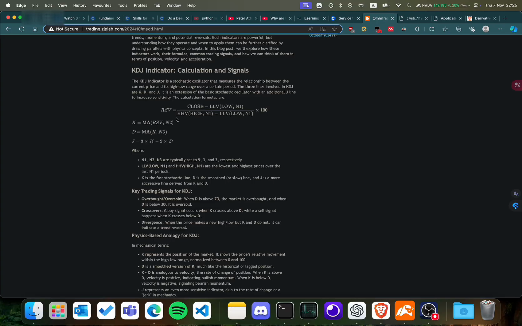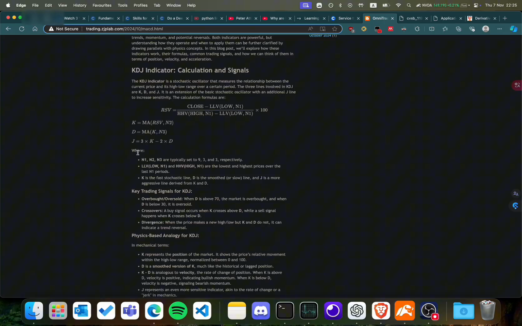Therefore you define two other things, K and D. K is a moving average of RSV among the recent N2 days, and D is, interestingly, your K averaged among these N3 days. So what is that exactly?